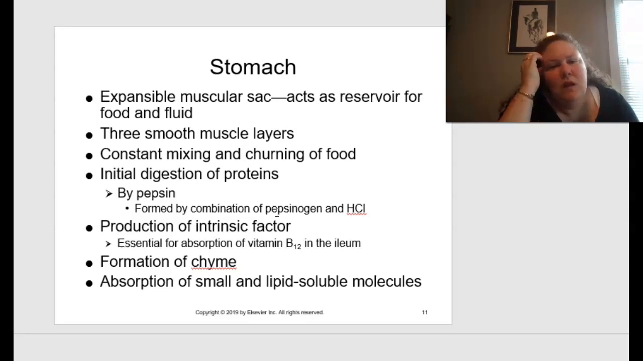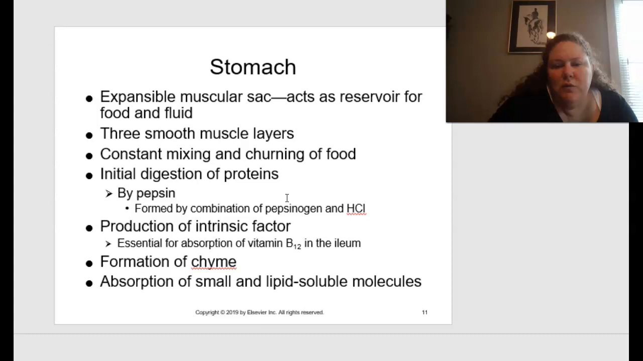You can think of it like a waterbed going back and forth, right? And this is where the initial digestion of proteins takes place, through the action of pepsin, which is formed by the combination of pepsinogen and hydrochloric acid. We also produce intrinsic factor, which is essential for the absorption of vitamin B12 in the ileum part of your digestive system.